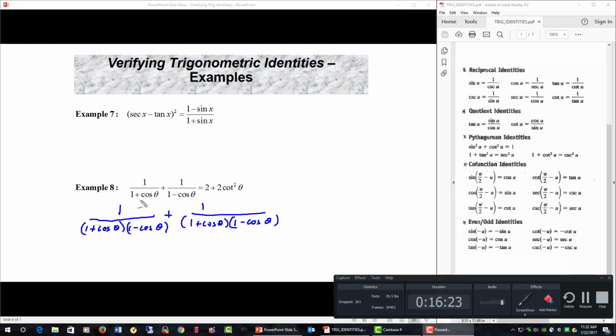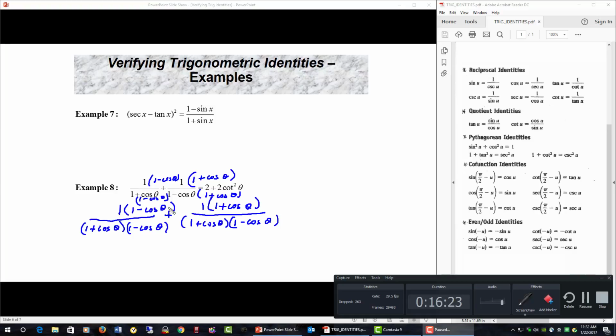And then what do I need to multiply this first fraction by to get this? I think everyone would see this one's missing the 1 minus cosine theta, so that's what we're going to multiply by, 1 minus cosine theta. And the second fraction would be missing the 1 plus cosine theta, both numerator and denominator. Remember to keep them equivalent fractions. Whatever you do to the bottom, you've got to do to the top. So here's where we're at.